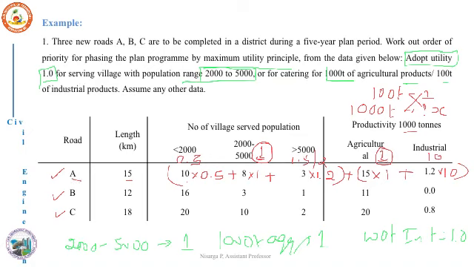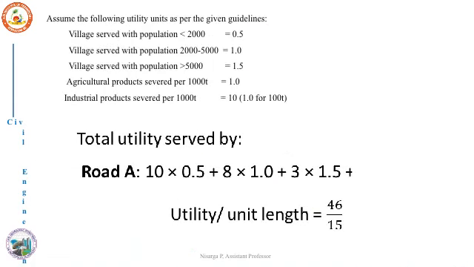How we did for road A, find out the utility per unit length for road B by multiplying the number of villages with the corresponding utility value and the industrial value. So for all the three networks, utility per unit length. If you look at here, they have assumed the population serving, so what I've explained the previous time is what has been represented here. So for 100 tons of agricultural productivity, the utility value will be 10, because for 100 tons, the utility value is 1. Corresponding to the 1000 tons, utility value becomes 10.